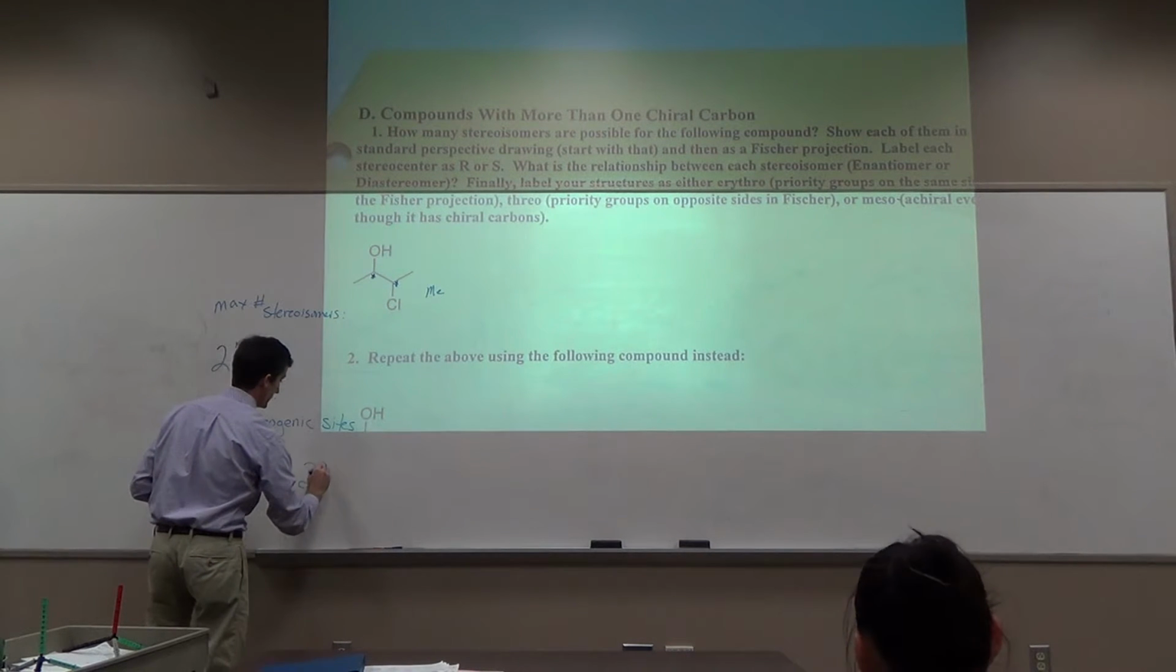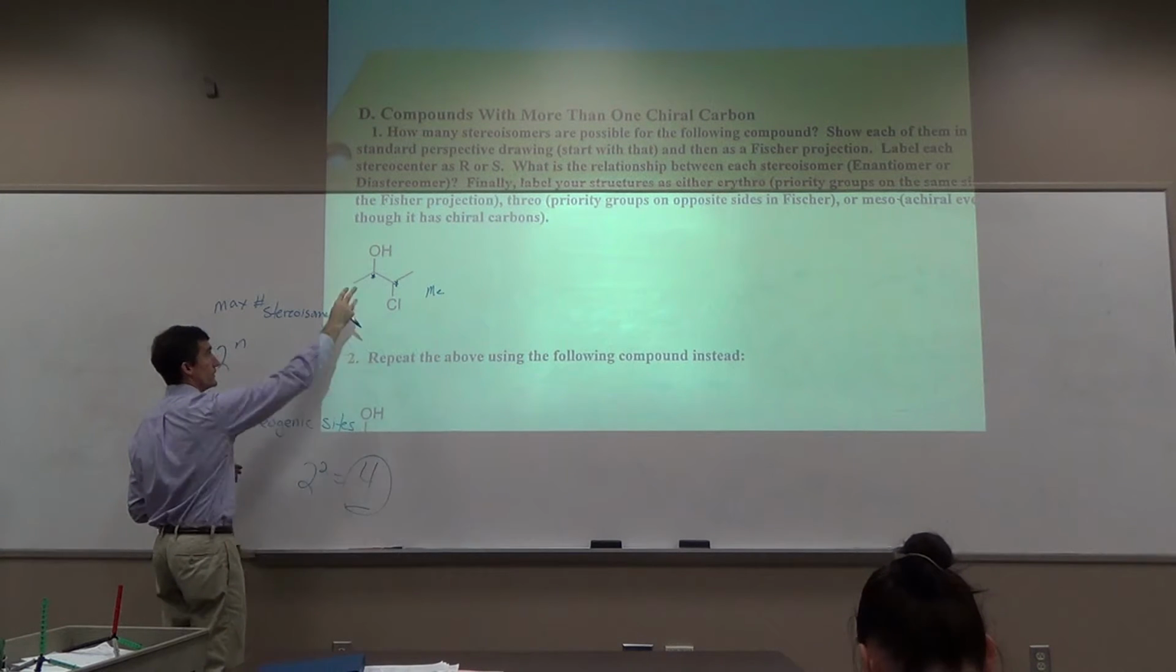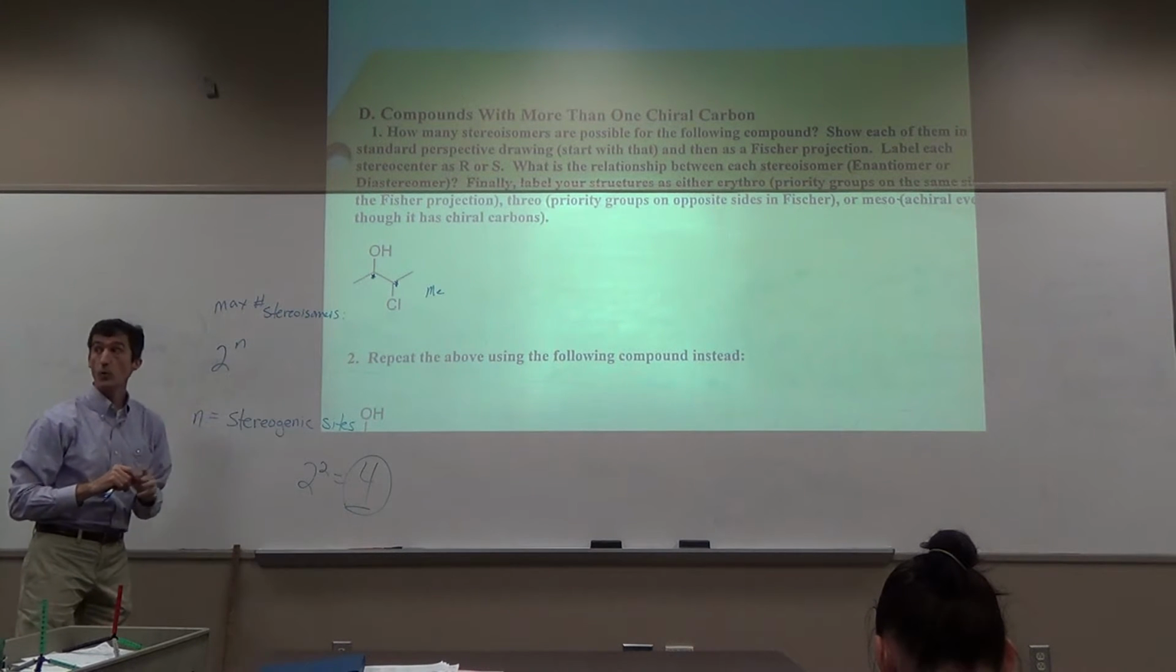2. 2 to the 2 equals 4. I think it's 4. That's the maximum number. There could be less if some of them are meso compounds. We'll explain that when we get there. For this one, it's indeed 4.